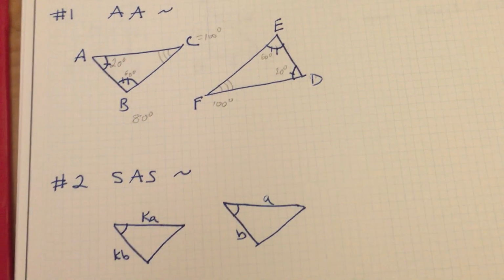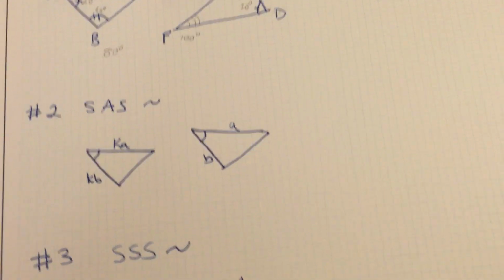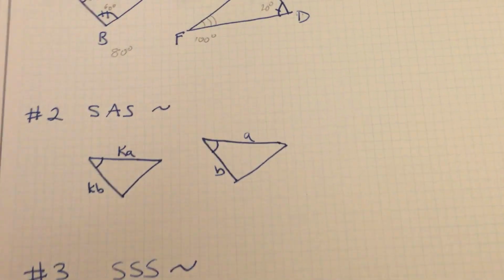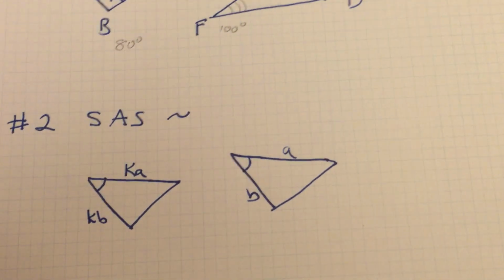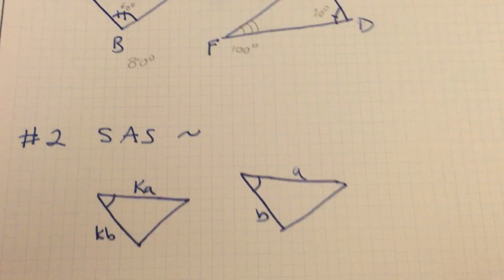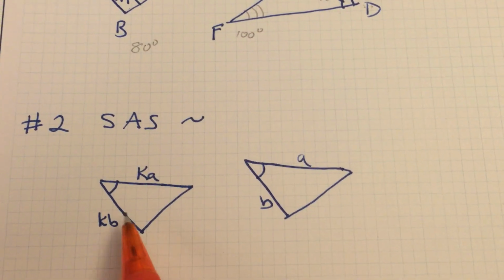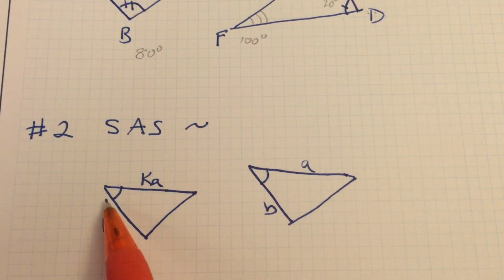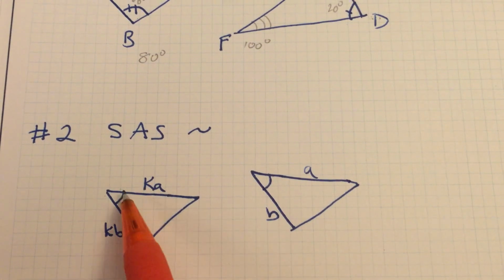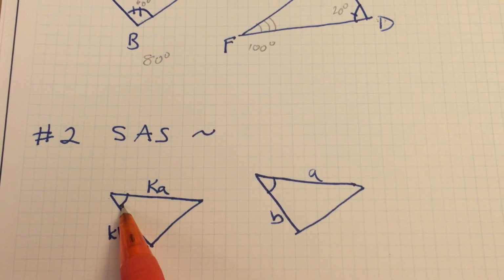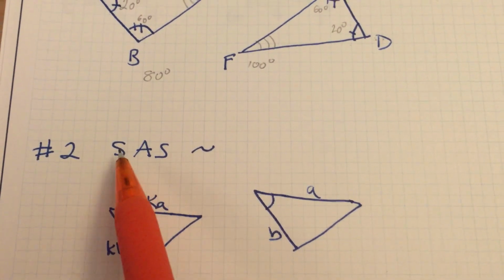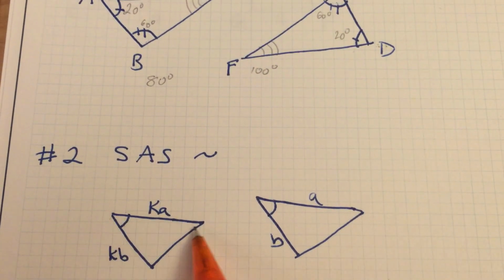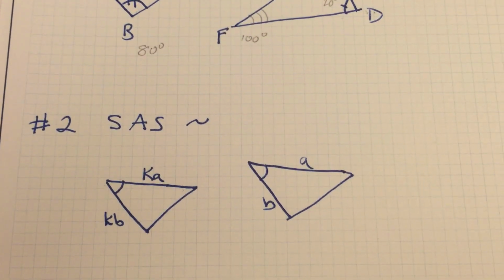The second one is SAS, right? A little bit of sass in your life. Okay, so with SAS, it is important to know that you are going to have not only congruent sides, but also a congruent angle. Notice that your sides are in between your angles. That's why it's SAS. It's not SSA, so you're not going to see side, side, and then an angle there.